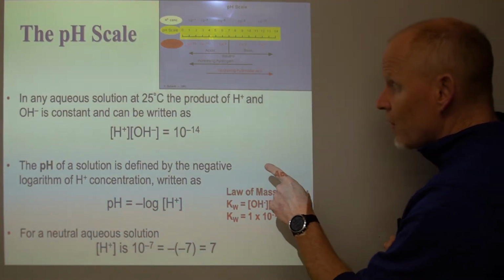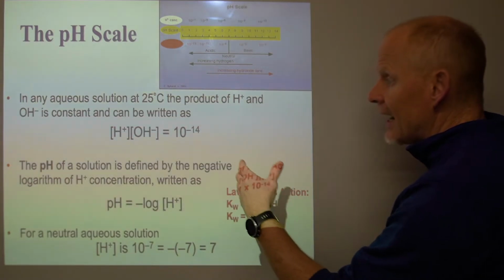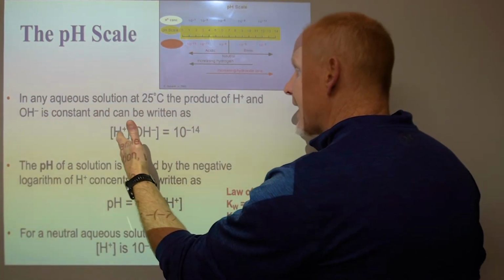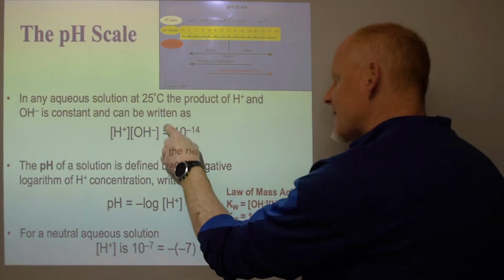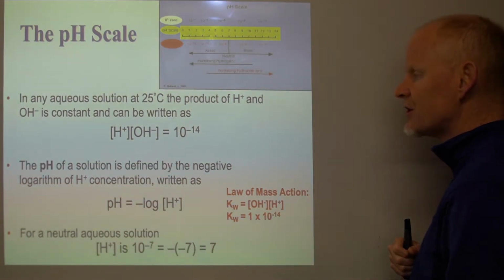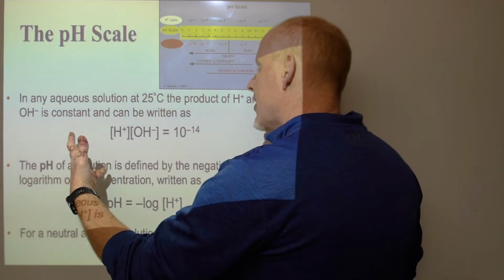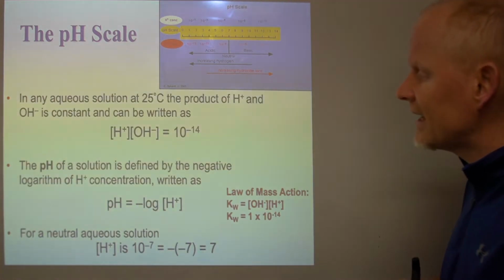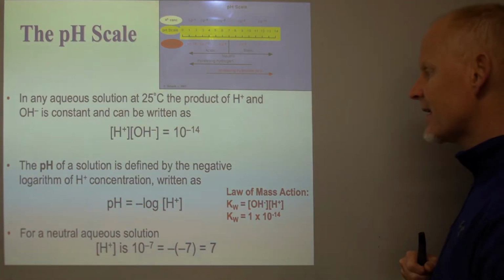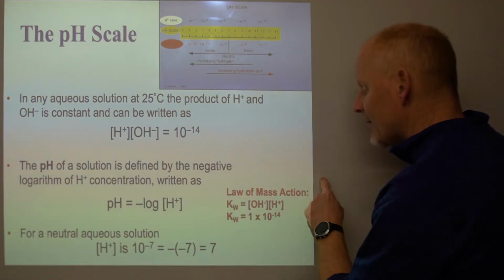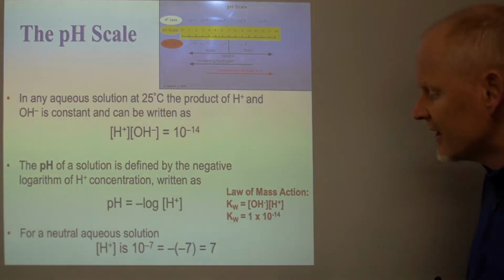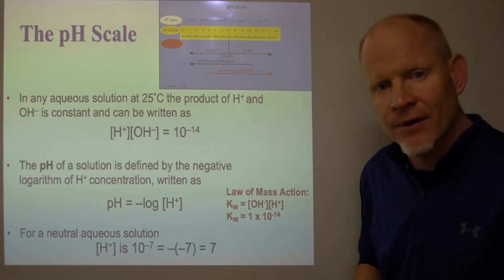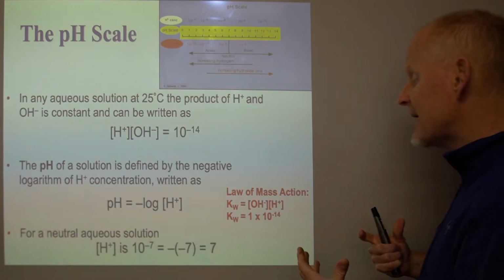If I add more hydroxide to a solution, then I have to drop the number of protons to maintain my 10 to the negative 14th concentration. If I add more protons, then I have to drop the number of hydroxide ions to maintain my 10 to the negative 14th, because that is a universal law of mass action. If you increase one, you have to decrease the other, right? That's the way it works, and that is the basis of pH.